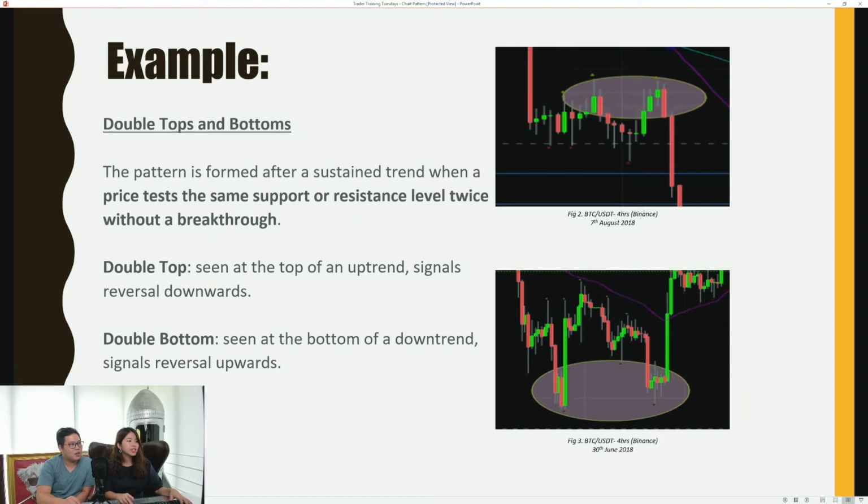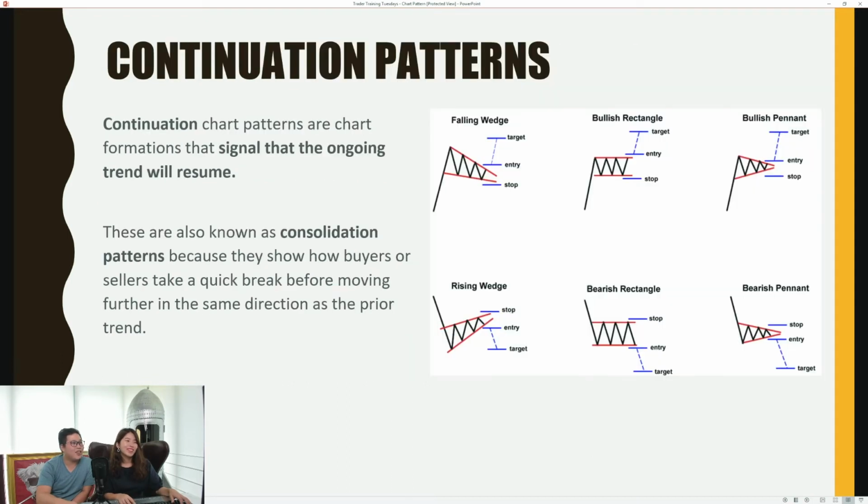Next. Double tops and bottoms. It is formed when a sustained trend tests the same support or resistance level twice without a breakthrough. So top means you hit the top twice and double bottom means you hit the bottom twice. Yeah. Next. Too easy.